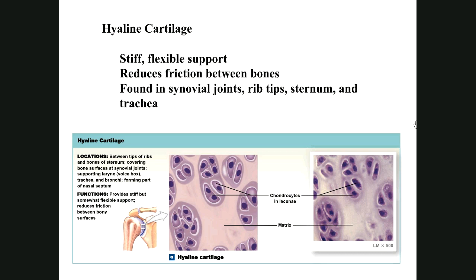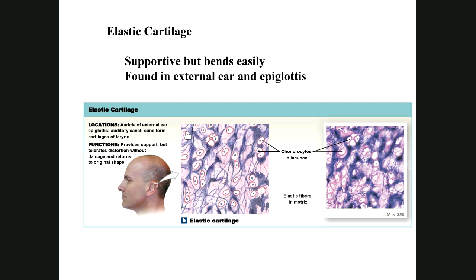Hyaline type, the most abundant. Okay. Elastic type, found in the pinna of the ear. Sometimes you see it in the nose as well because you can deform it. And the epiglottis. Glottis means opening, and epi means above. So it's one of the nine cartilages of the larynx.